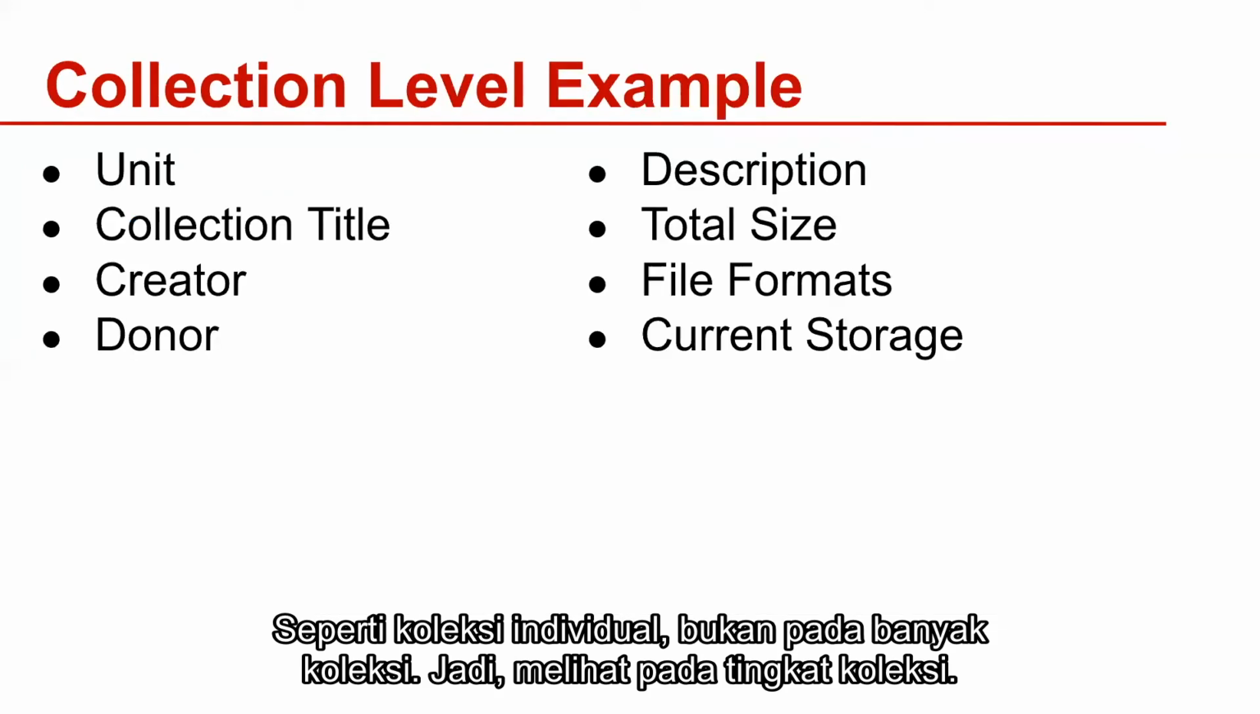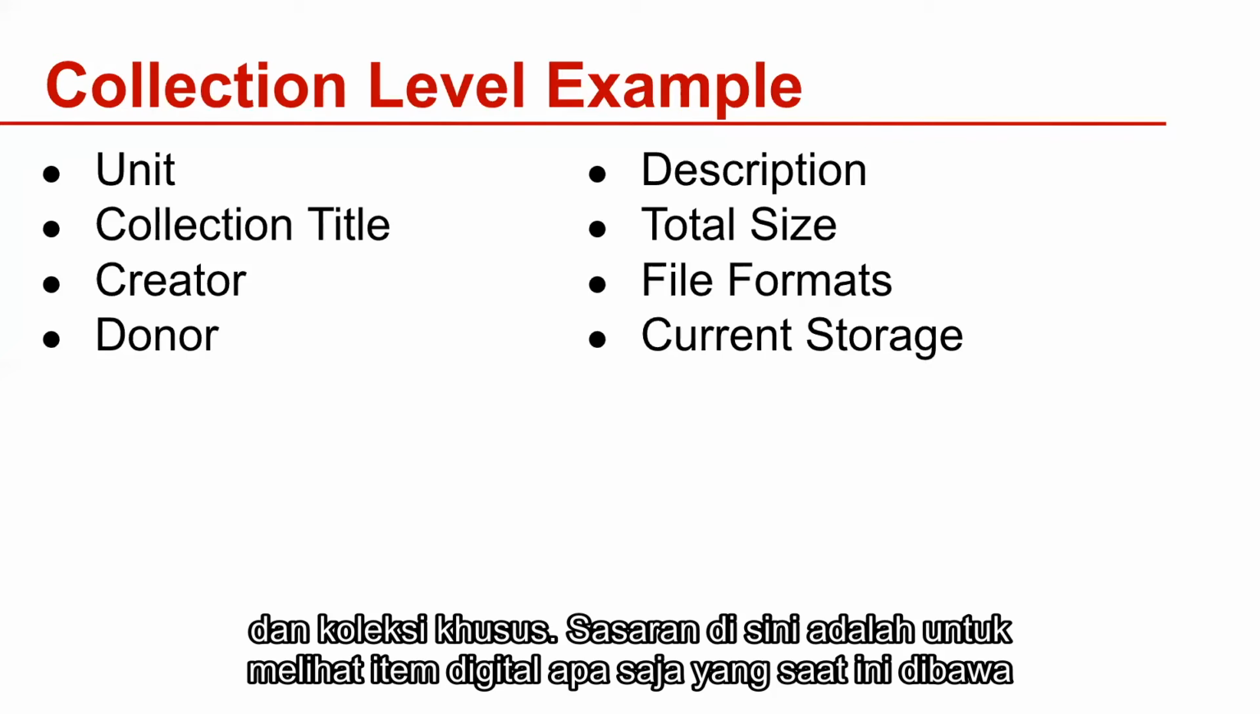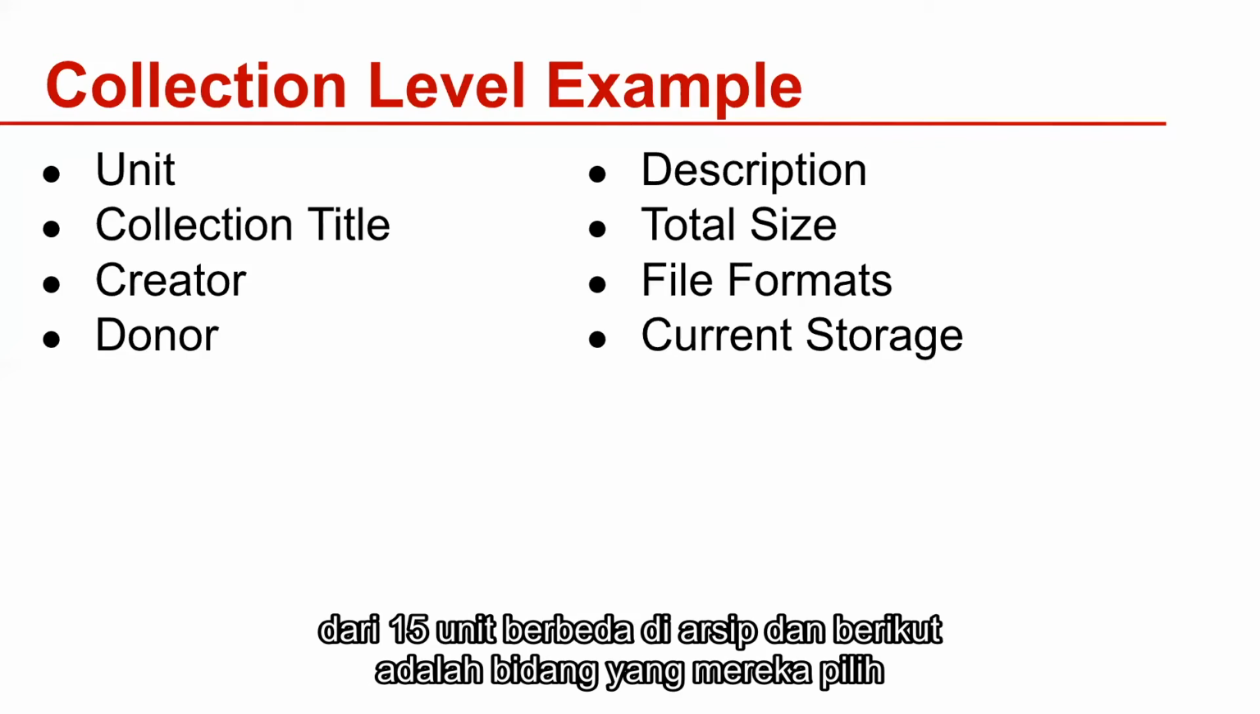So looking at a collection level example, this collection level example is from the University of Minnesota Libraries, Archives, and Special Collections. And the goal here was to see what digital items are currently being brought into the collections. So the scope includes information about all the content coming in from the 15 different units in the archives. And here are the fields that they chose.